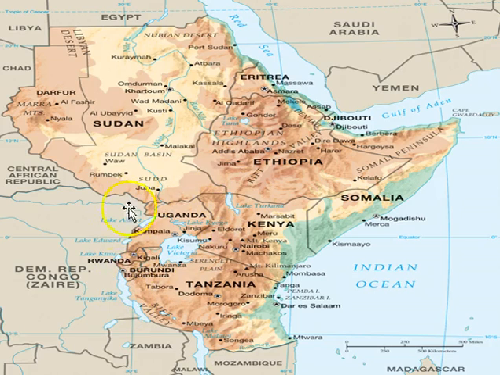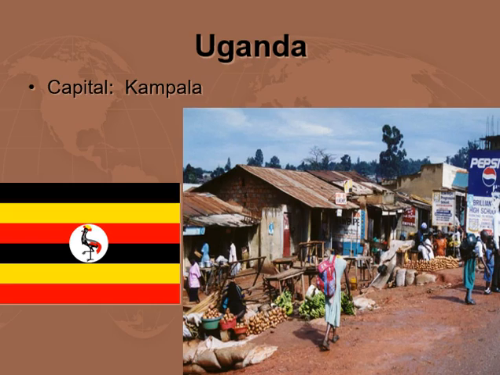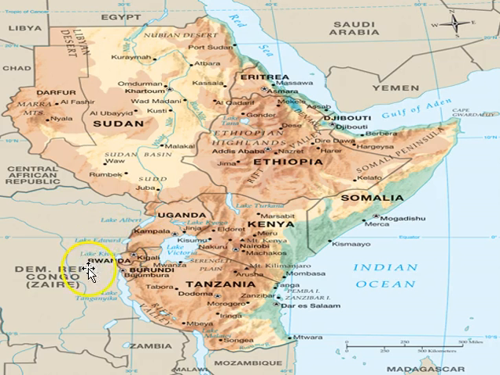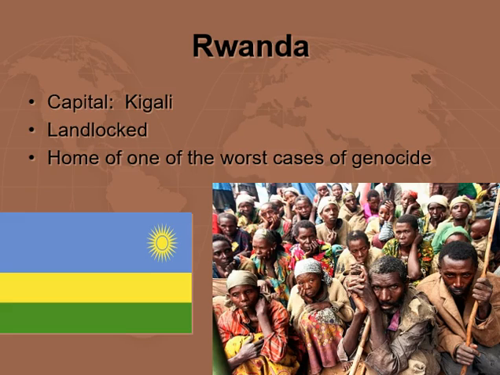Next is Uganda. All you have to know here is that the capital of Uganda is Kampala. Next is Rwanda. And Rwanda is the subject of the video that we're actually going to watch. The capital of Rwanda is Kigali, and it is landlocked.